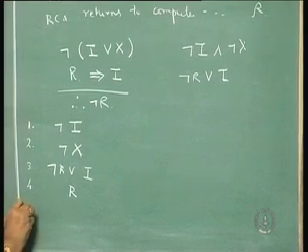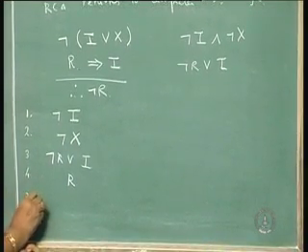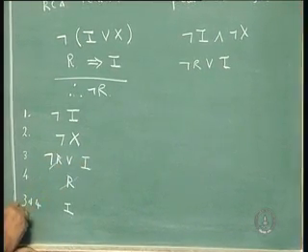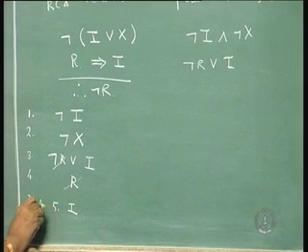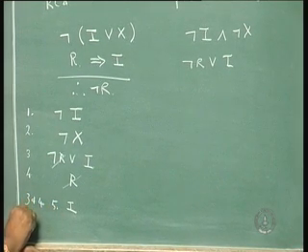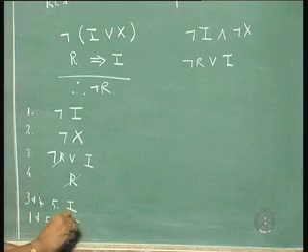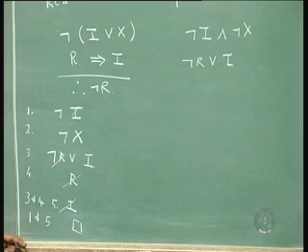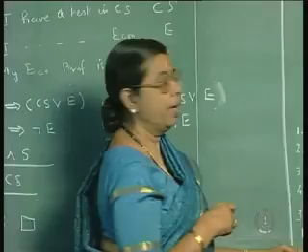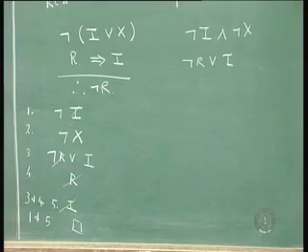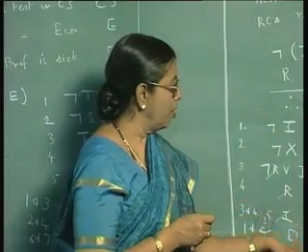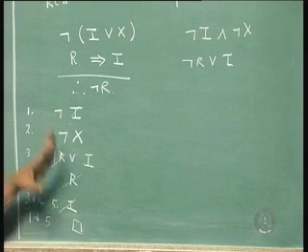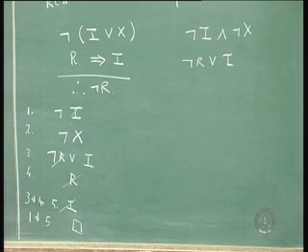So, from 3 and 4 you get I, cancel this and you get I, call it as 5. Then from 1 and 5 you get the empty clause, this will cancel with this. You have not made use of the second one, that is fine. It is not necessary you should make use of every clause in the argument. Even without making use of something you are able to derive the empty clause, that is fine. So, the argument is correct. So, this is how the resolution principle works.